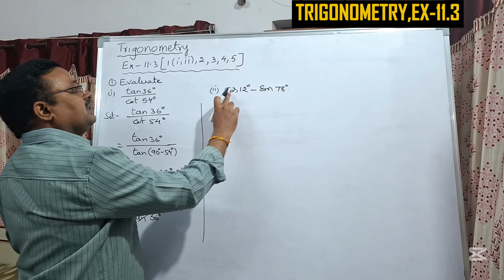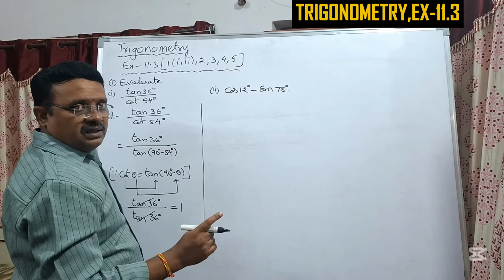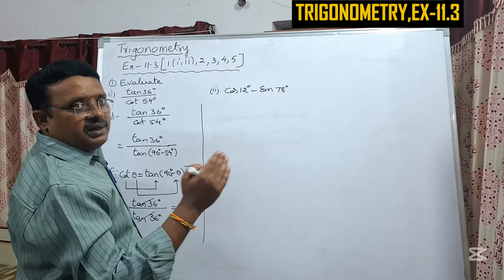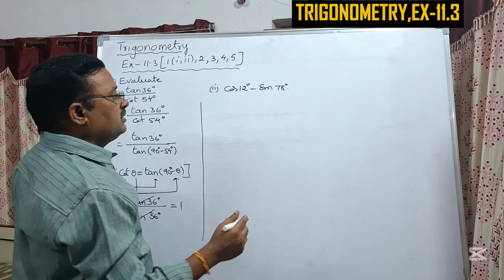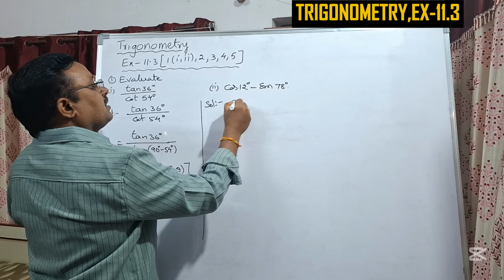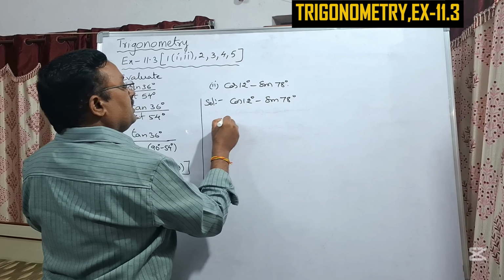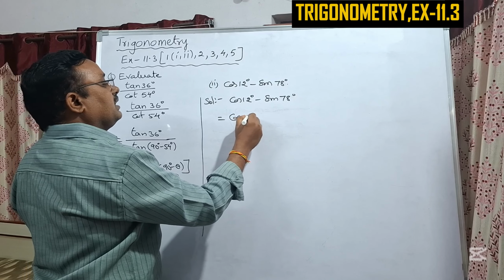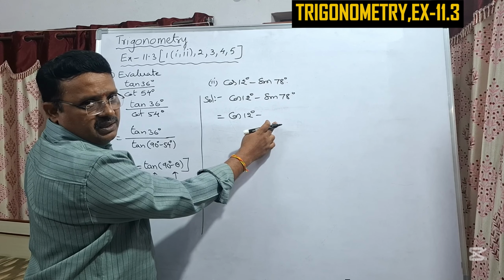What they are saying: they want to evaluate cos 12 degrees minus sin 78 degrees. So as I said here, if there are interrelated complementary trigonometric ratios, keep one as it is and change the other. Understood? So as a solution, I am taking this one as it is, cos 12 degrees minus sin 78 degrees will be simplified as: I want to write cos 12 degrees as it is, minus, and I want to apply the complementary property here. Understood?